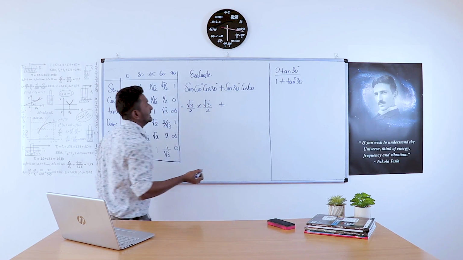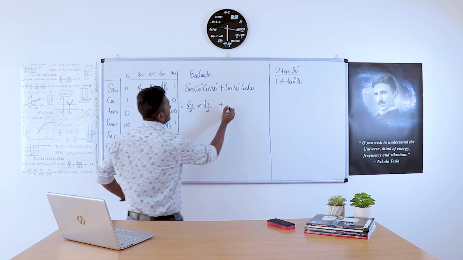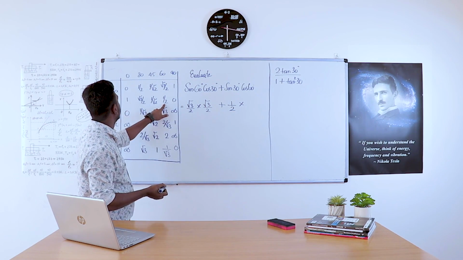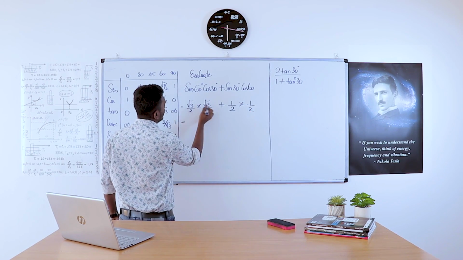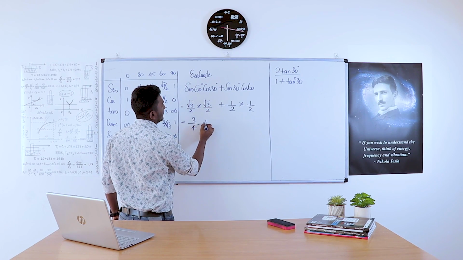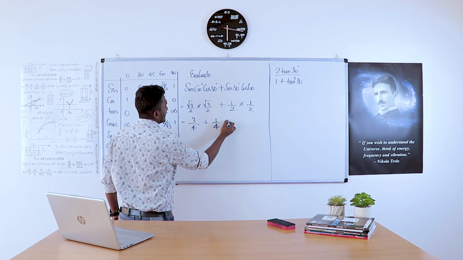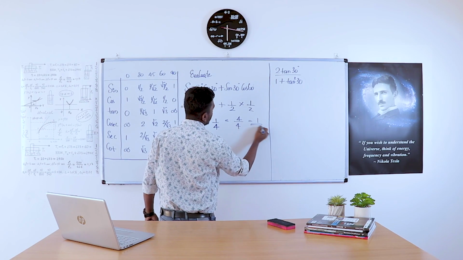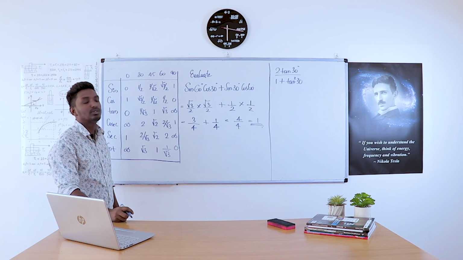plus sin 30 cos 60. What is sin 30? It is 1 by 2, into, what is cos 60? It is the same, 1 by 2. So now you can evaluate easily. Root 3 into root 3, root 9, becomes 3 by 2 into 2, 4, plus 1 by 2 into 1 by 2, that is 1 by 2 into 2, 4. That is 3 by 4 plus 1 by 4, which is 4 by 4, equal to 1. So sin 60 cos 30 plus sin 30 cos 60 is equal to 1.